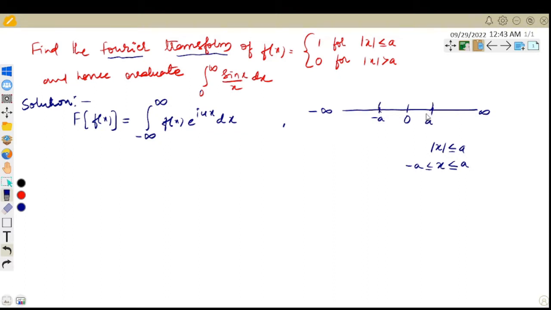So we need to consider the value of f of x equal to 1 in the interval minus infinity to infinity. Otherwise, we can also write it in this form: f of x value is 1 in the interval minus a to a. So it is 0 other than this. Very simple to understand. Now let us observe here.